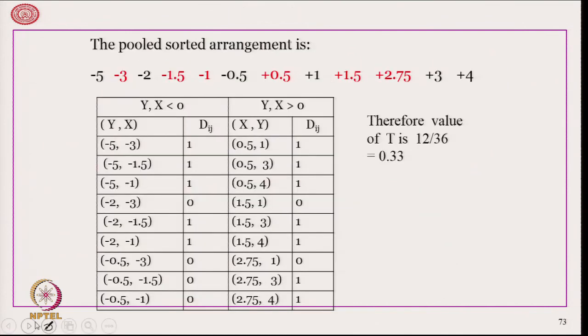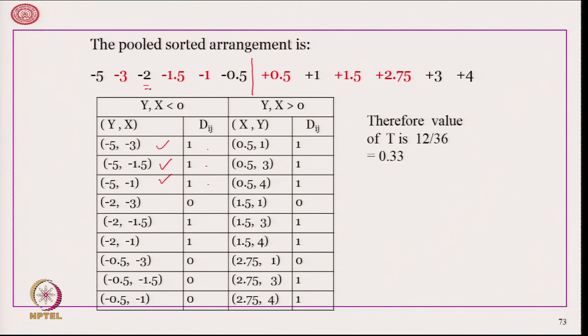So, corresponding to each y value, on the negative side we are checking how many x values are greater than this. So, let me make a partition here. Now, if we consider -5, then -3, -1.5, -1, all three x values are greater than -5. Therefore, we get 1, 1, 1 here.